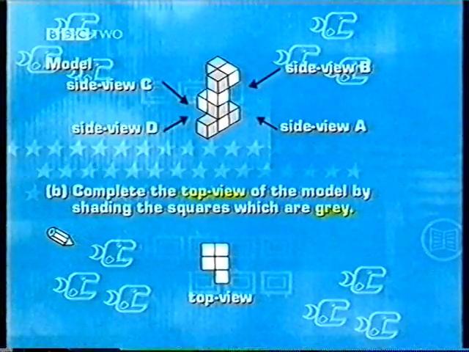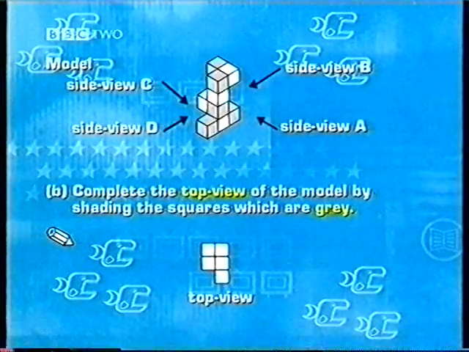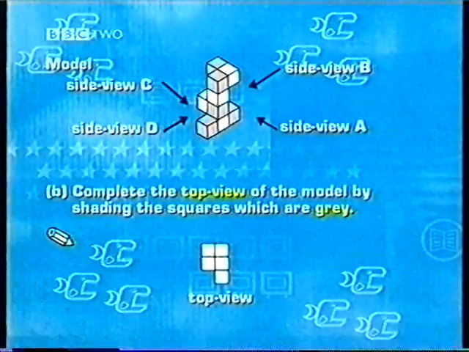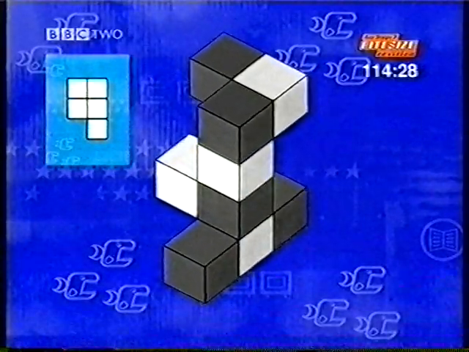Part B asks you to complete the top view of the model by shading the squares which are grey. Did you decide on these squares? OK, now for the final part. And you might want to pause the tape while you think about the answer.